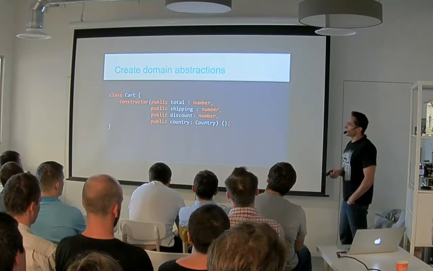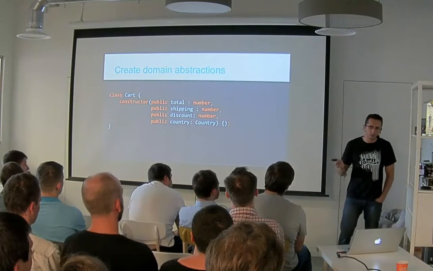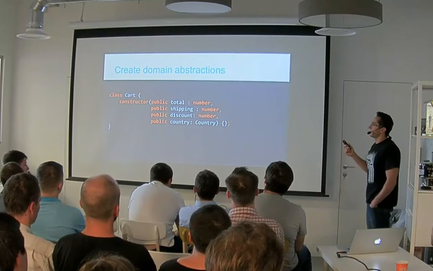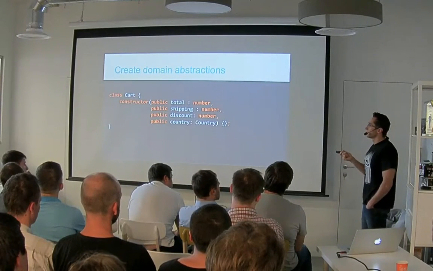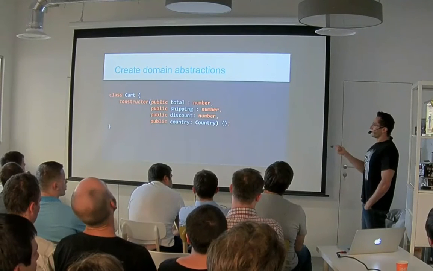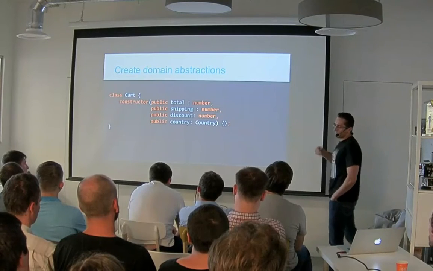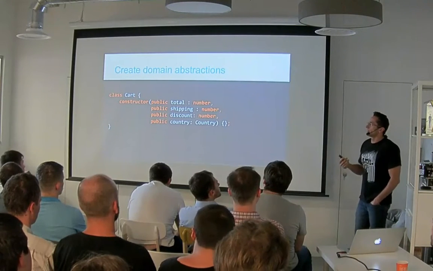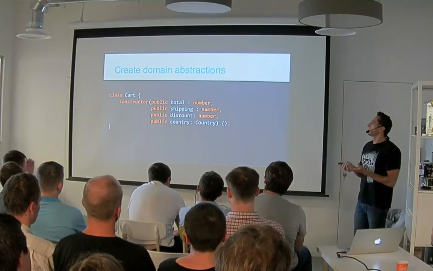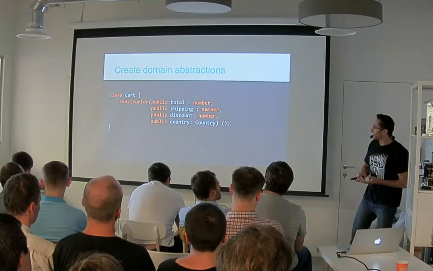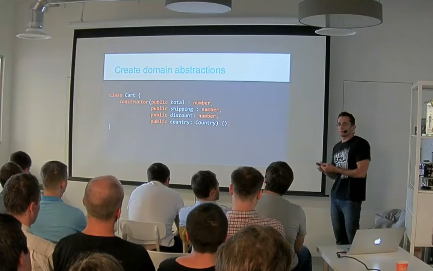So, for this lecture, I'm using TypeScript. It doesn't have to be TypeScript, you can use any language, but just for the demo, it's TypeScript. And I will tell you in the end why I chose TypeScript over any other language. So, let's start with the cart abstraction. Cart is a very basic abstraction of the cart we have in our shipping system. It has a total, which represents the total value of all the items in the cart. It has the shipping costs, it has the discount, and the country this cart is going to be shipped to.